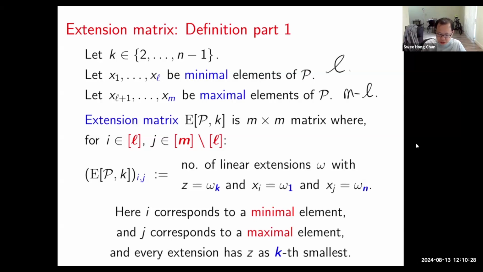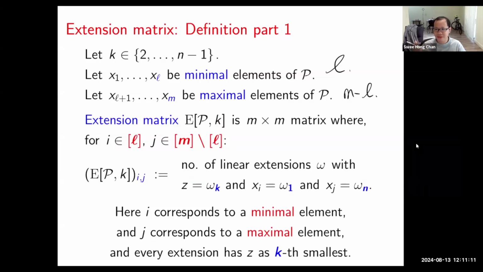The extension matrix, I define this to be E^{P,k}. This is the matrix, and there are 3 different cases. We first look at the case when i is contained in L, so it corresponds to a minimal element, and j corresponds to a maximal element. This will be the number of linear extensions such that the smallest element is omega 1 and the largest element is omega n. This is why we need i to be minimal and j to be maximal. And we also want z to be the k-th smallest element. This is how we take z into the input. Up to this part, any questions so far?